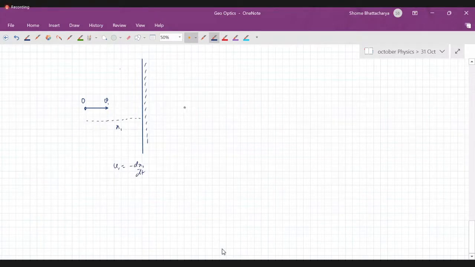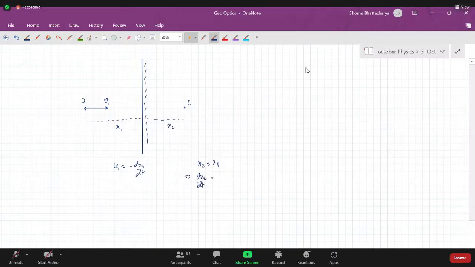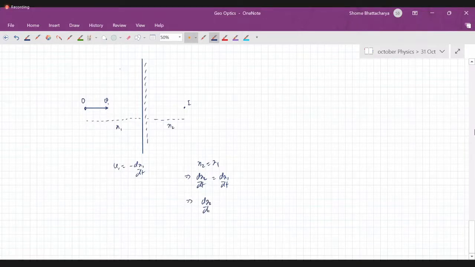At any instant, the image will be behind the mirror such that x2 is equal to x1. So dx2 by dt should be equal to dx1 by dt. So that means dx2 by dt should also be minus of v1. So this image should therefore have a velocity which is like this. Okay. And the velocity of the image should be equal to velocity of the object, but opposite in direction.